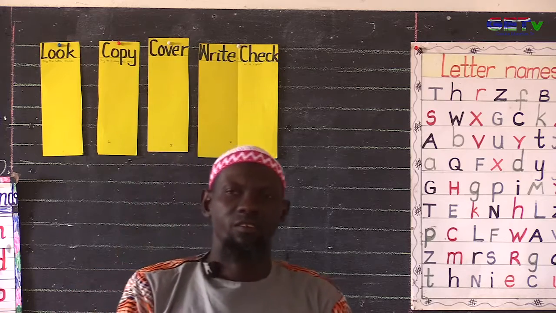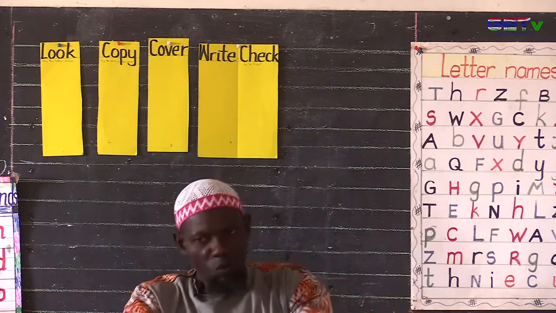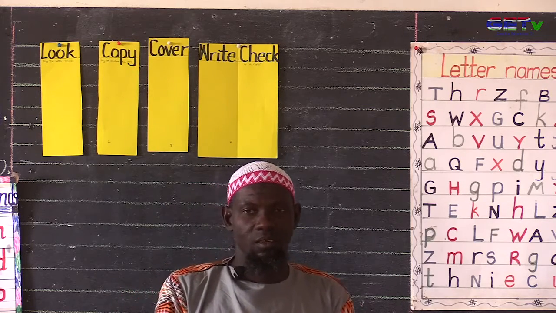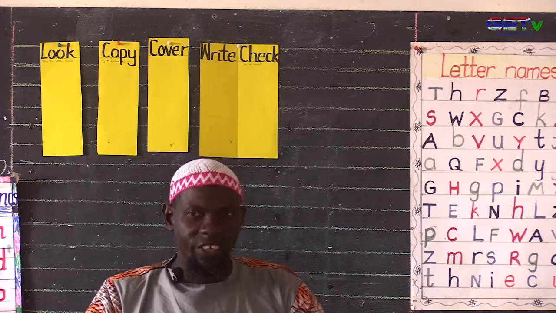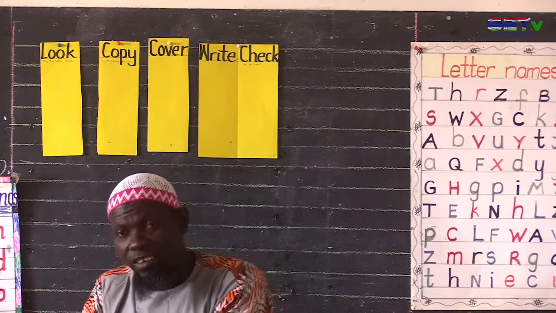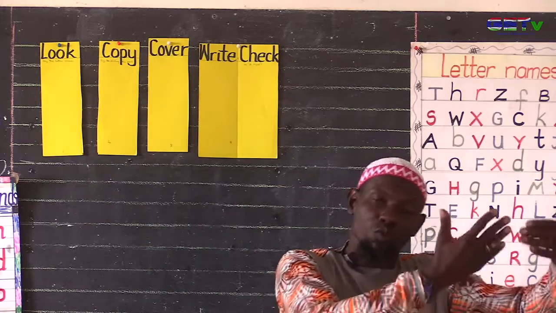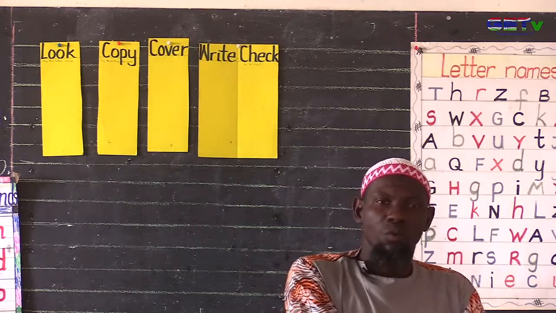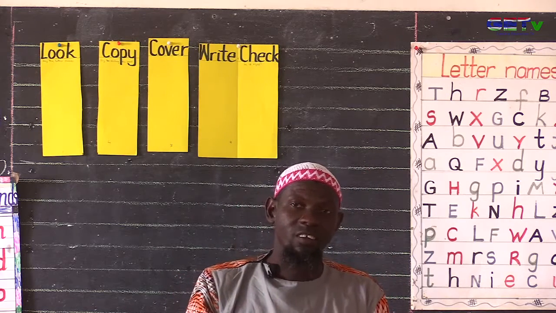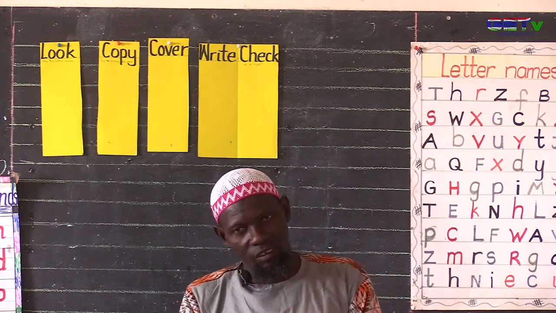When you write, then uncover. Remove the cover and then check. What are you going to check? The one you were looking at, the one you copied, and the one you wrote while you are not seeing it. Then you will see the difference, whether you got it correct or you did not get it correct.